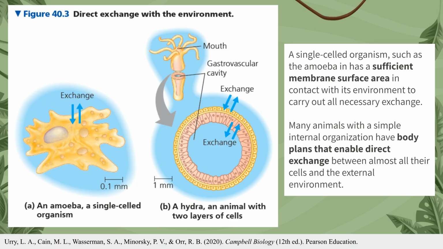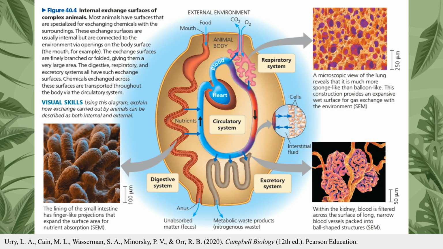A single-celled organism like an amoeba exchanges gases, nutrients, and waste directly across its cell membrane because it has enough surface area. Similarly, simple multicellular animals like Hydra have thin bodies and a gastrovascular cavity that brings most cells close to the environment, allowing diffusion without a circulatory system. This figure explains how complex animals exchange materials internally.